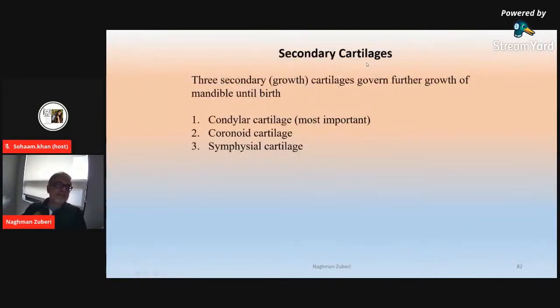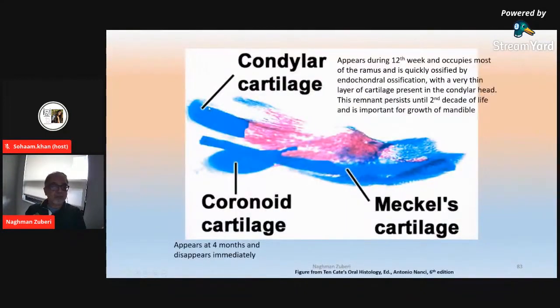Secondary cartilages. Three secondary cartilages govern further growth of the mandible until birth. Condylar cartilage, it is the most important one. Coronoid cartilage, and the symphysial cartilage between the two sides of the mandible, the symphysis area. So the condylar cartilage appears during the 12th week and occupies most of the ramus, and is quickly ossified by endochondral ossification.